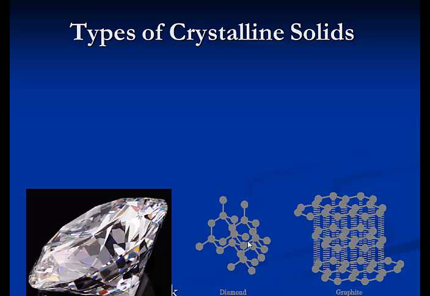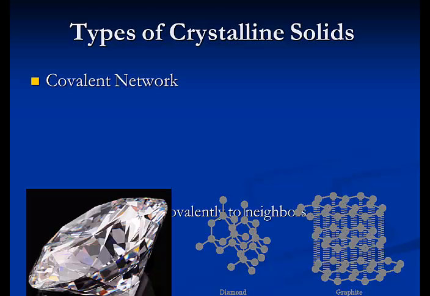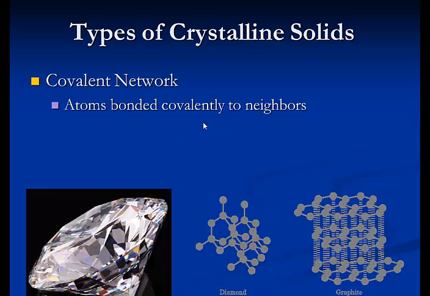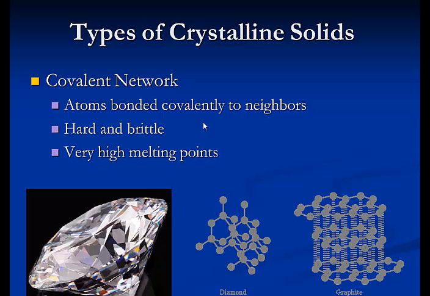That's why diamonds are the hardest substances in the world. So they're bonded covalently. They're hard and brittle. They have very high melting points because of these strong covalent bonds. And just a couple examples would be diamond, graphite, and quartz is also an example of this.